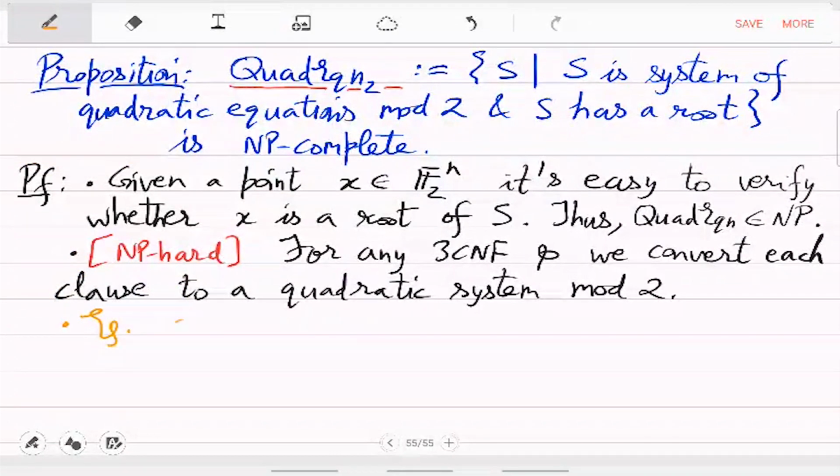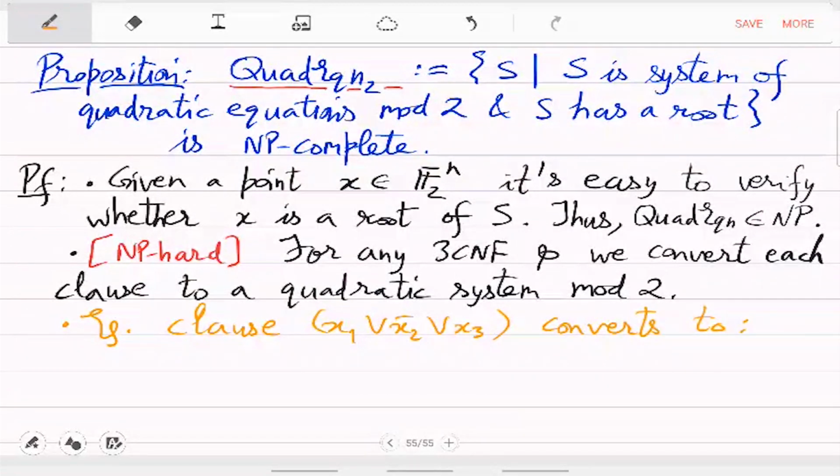So the clause x1 or x2 bar or x3, what do you want to do? You want to convert this into a quadratic equation mod 2, right? So clause, convert it to, yeah, this is trickier than what we did before. What we'll do here is, when x1 is 1, we capture it by x1 minus 1 being 0. So let's first capture that.